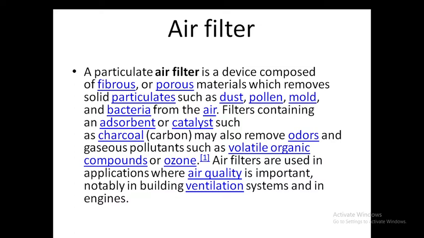A particular air filter is a device composed of fibrous or porous material which removes solid particulates such as dust, pollen, mold and bacteria from the air. A filter containing an absorbent or catalyst such as charcoal or carbon may also remove odors. So here we are going to use this air filter, which has a fibrous or porous material used to remove particulates such as dust, pollen, molds or bacteria from the air.